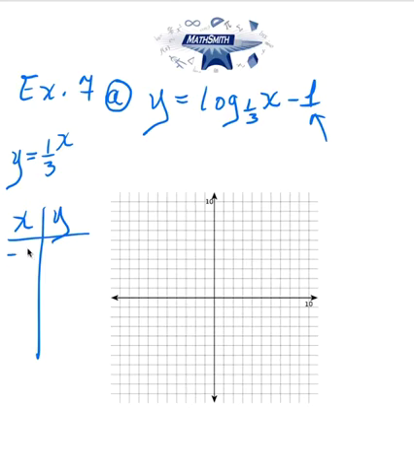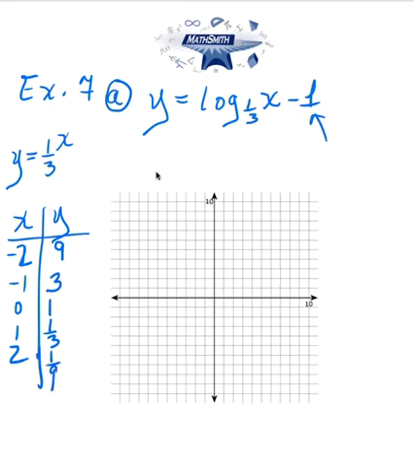If we said -2, -1, 0, 1, 2, when x is -2, what's y going to equal? That's 1/3 to the -2 power, which is the same thing as 3 to the +2 power, which is 9. 1/3 to the -1 power is 3 to the +1 power, so that's 3. 1/3 to the 0 power is 1. 1/3 to the first power is 1/3, and 1/3 squared is 1/9.